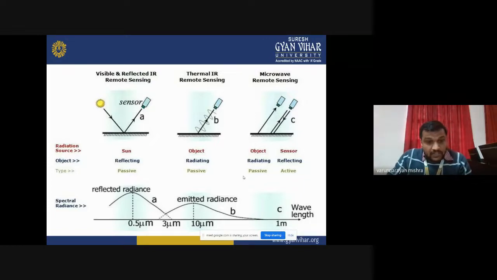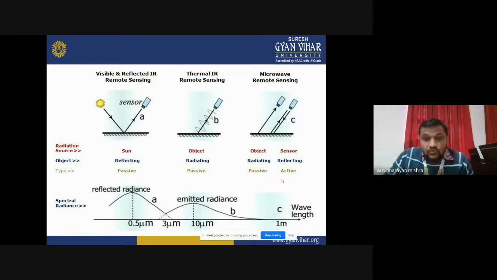There are differences between these three processes. The radiation source may be different. In the case of visible, the sun may be the radiation source. In thermal remote sensing, the emitted energy from the object is considered the source of energy, and in microwave remote sensing, there is the sensor's own source of energy. The visible is a kind of reflected energy. The thermal infrared is a kind of radiating or emitting energy from the earth surface. And microwave remote sensing is a kind of radiating as well as reflecting energy.